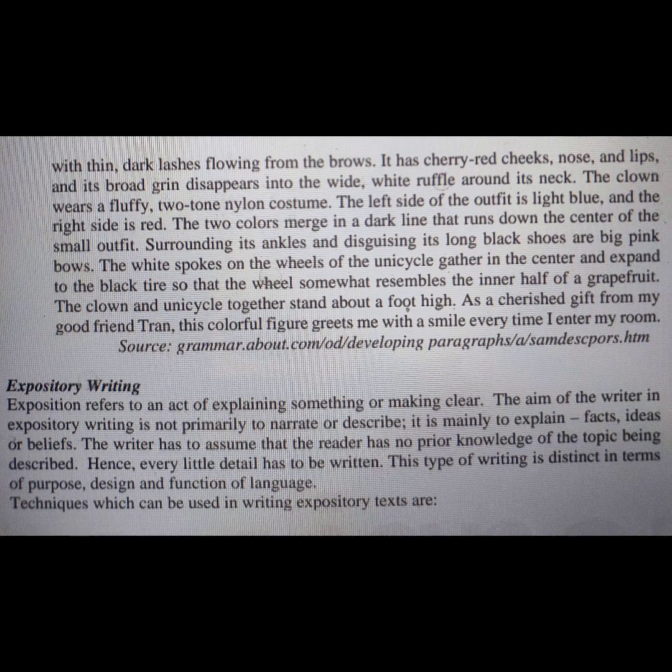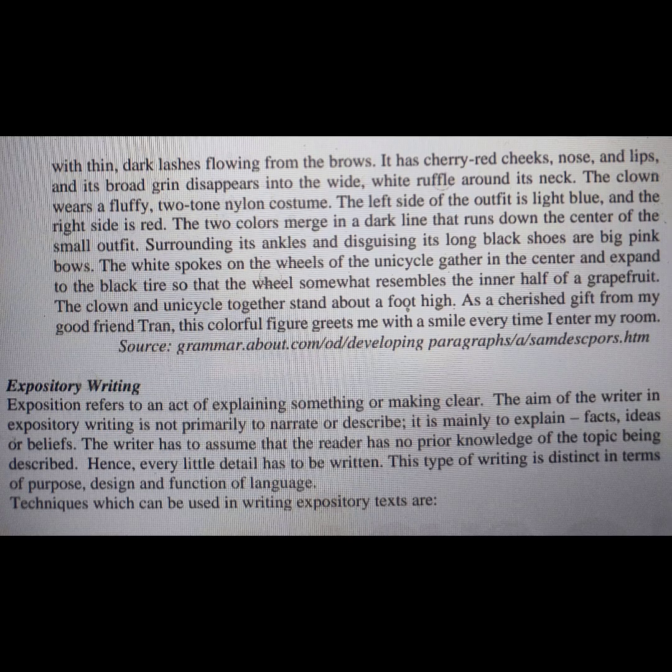It has cherry red cheeks, nose, and lips, and its broad grin disappears into the wide, white ruffle around its neck. The clown wears a fluffy, two-tone nylon costume. The left side of the outfit is light blue, and the right side is red. The 2 colors merge in a dark line that runs down the center of the small outfit. Surrounding its ankles and disguising its long black shoes are big pink bows.